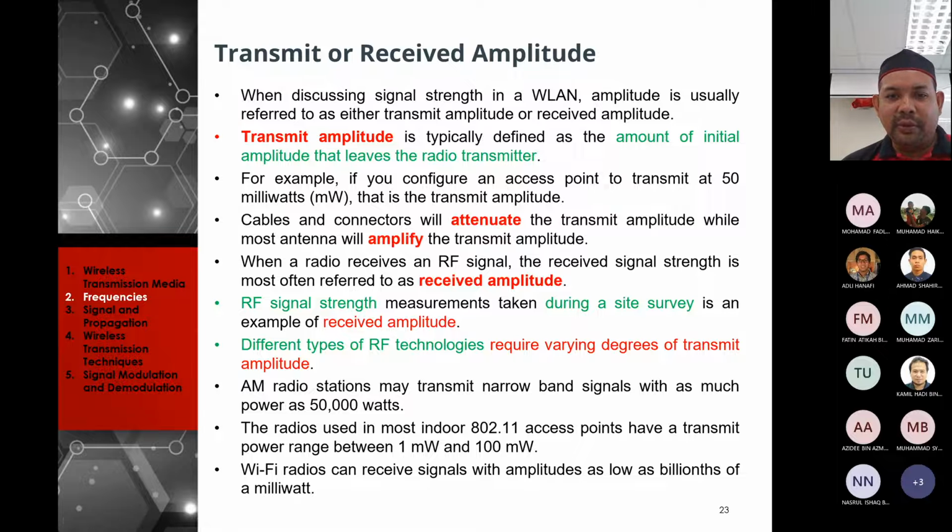For example, if you configure an access point to transmit at 50 milliwatts, that is the transmit amplitude. Cables and connectors will attenuate the transmit amplitude, while most antennas will amplify the transmit amplitude.